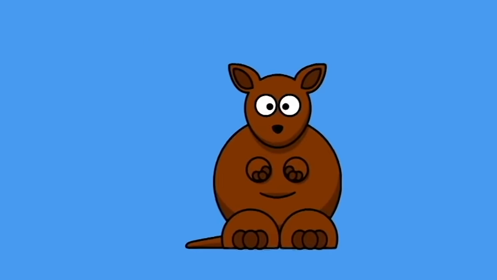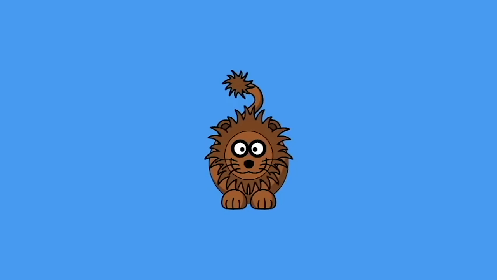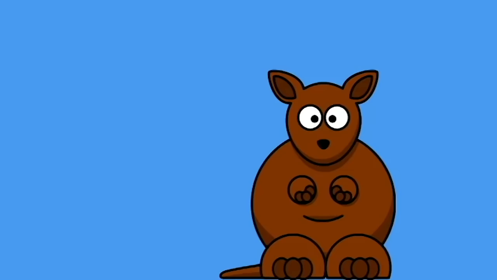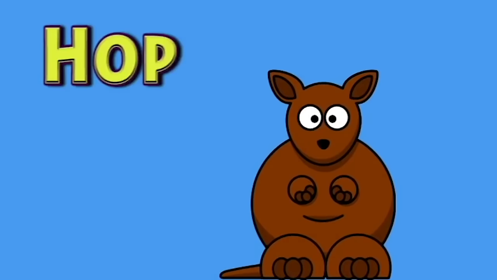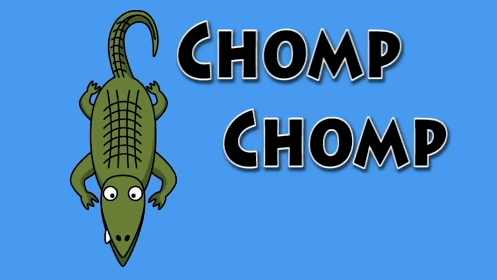You can make the sounds of these animals. The tiger goes grr, grr, grr. The lion goes roar, roar, roar, roar. The kangaroo goes hop, hop, hop. The alligator goes chomp, chomp, chomp.